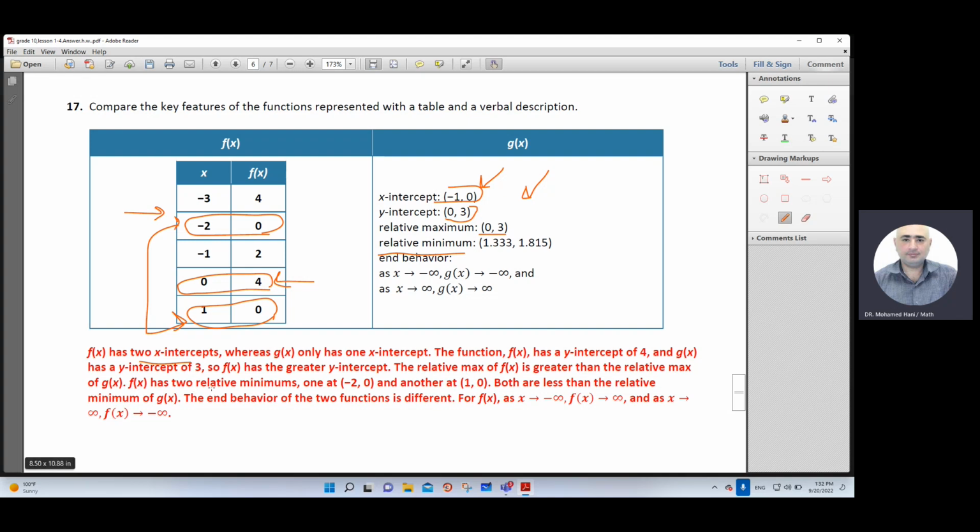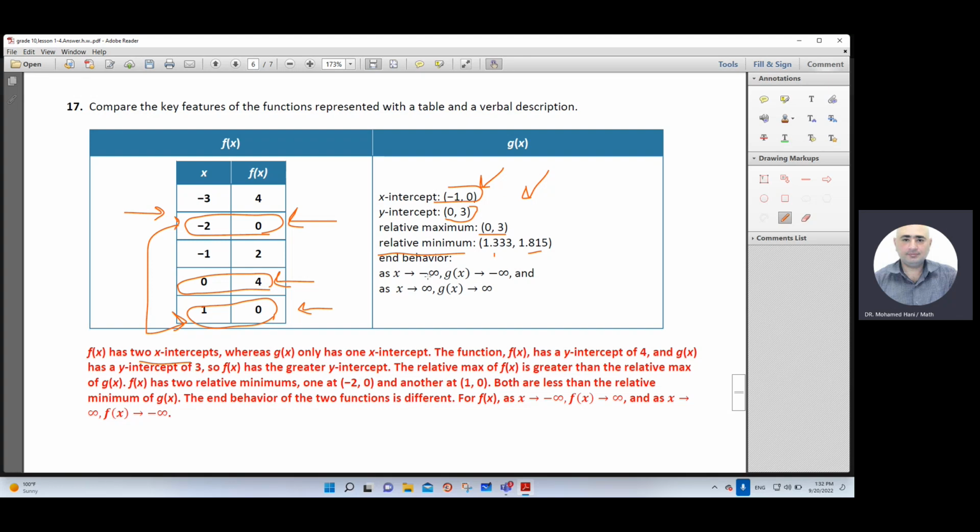And f(x) has 2 relative minimums, one at (-2, 0), this, and another at (1, 0). Both are less than the relative minimum of g(x). As you see, the relative minimum of g(x), this and this, compare, will be less than. And the end behavior of the 2 functions is different.